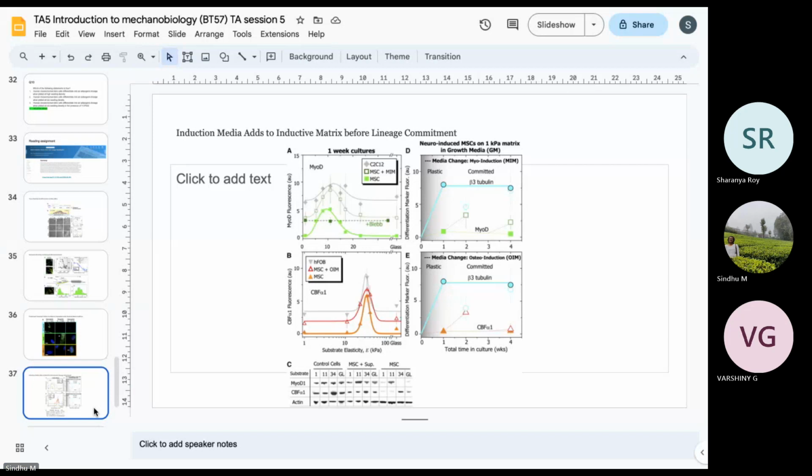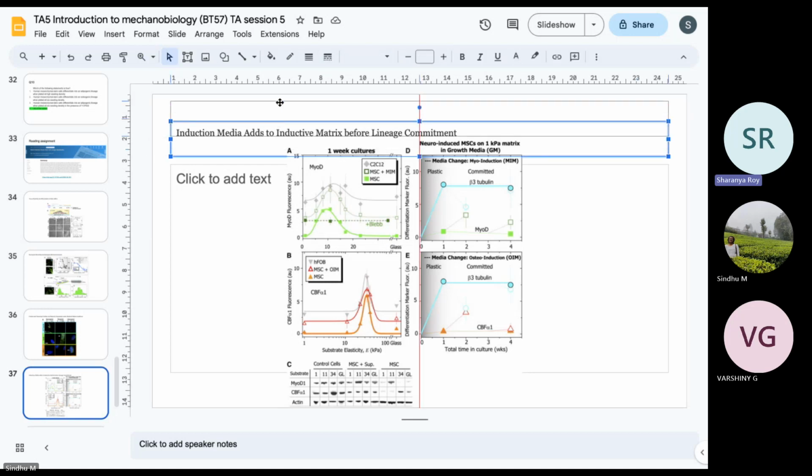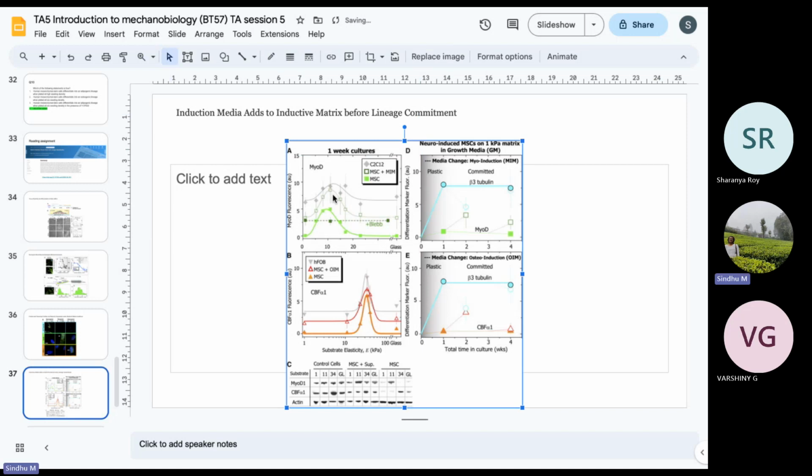Yes, your screen is not visible. It's loading. Okay. Now it is visible. I have gone out of the slideshow mode. Yes, yes. Actually, the problem is in your slideshow mode, right? Yeah, I think so. Okay, so I'll just keep it minimized.